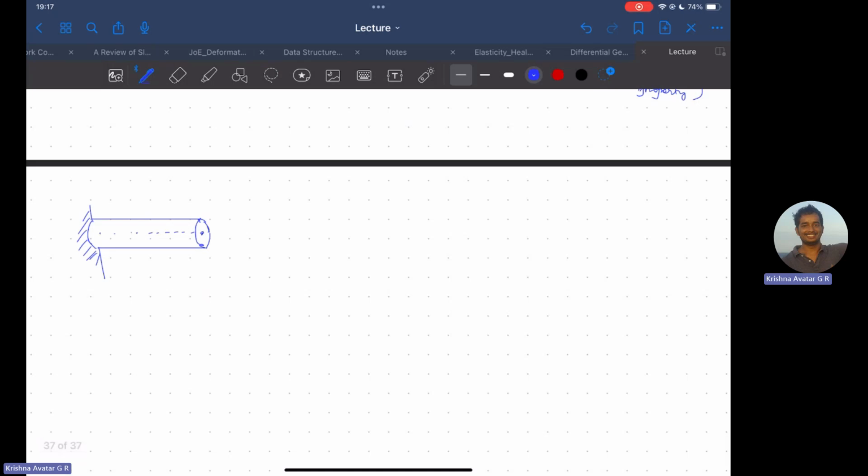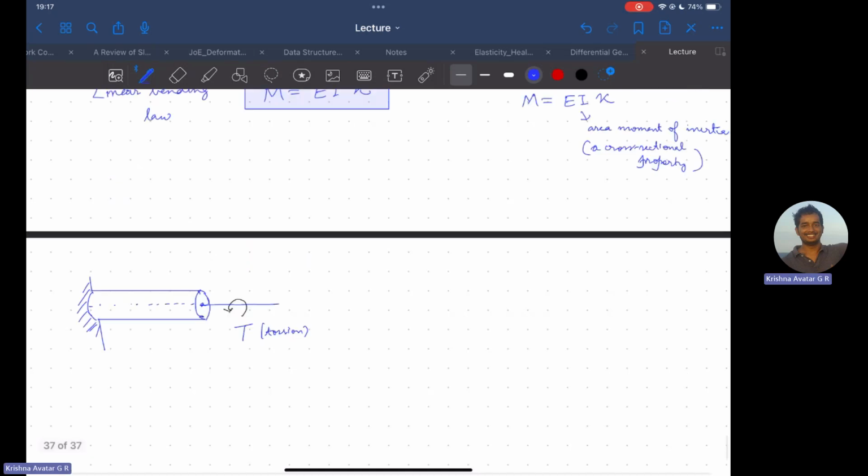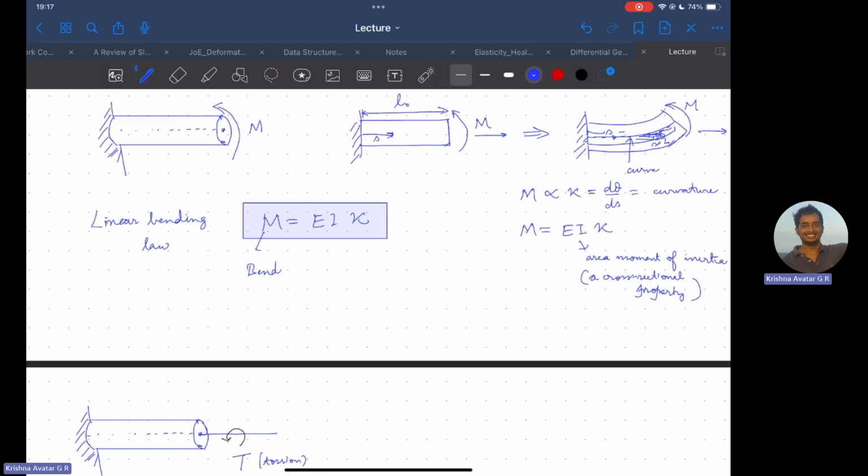Then the third part is what we call torsion. So considering this to be the axis, which is passing through all the centroids, we apply a torsion, which is like twisting the cross section. It's like applying a couple to the cross section, which we call T. So T is the torsion, and M here is the bending moment. I did not specify clearly, but it's the bending moment.